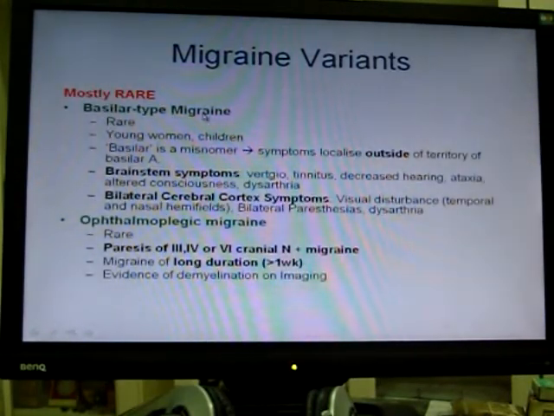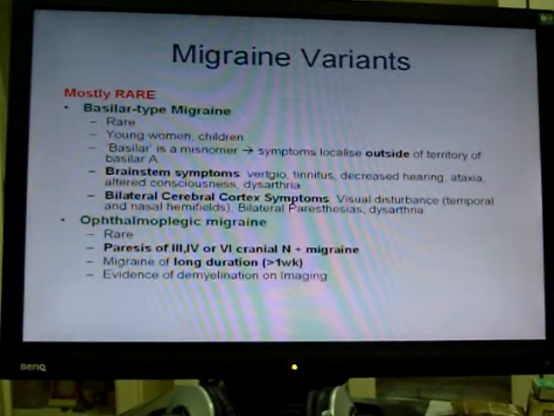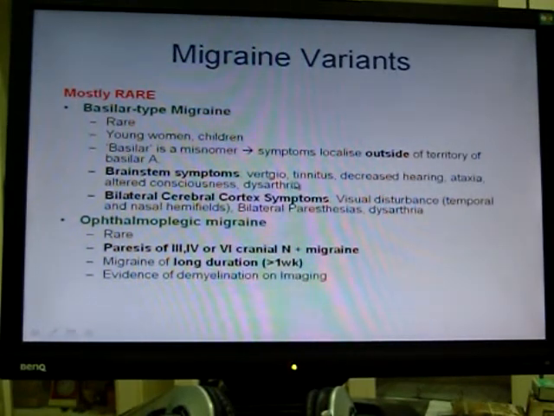Basilar type migraine, again it's rare. Classically it happens in young women and children, with the acute onset of brainstem or bilateral cerebral cortex symptoms together with migrainous headache. Brainstem symptoms will include vertigo, tinnitus, your 8th nerve. So your 8th nerve: vertigo, tinnitus, decreased hearing.